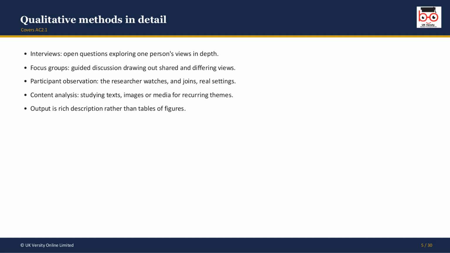Let's look at the qualitative toolkit. Interviews use open questions to explore one person's views in depth, while focus groups run a guided discussion to draw out where people agree and differ. Participant observation has the researcher watching and often joining a real setting, and content analysis studies texts, images, or media for recurring themes. What ties them together is that the output is rich description, not tables of figures.